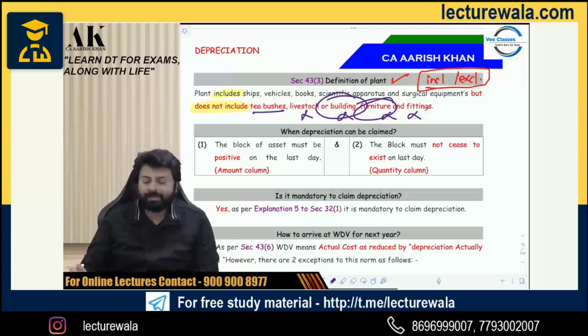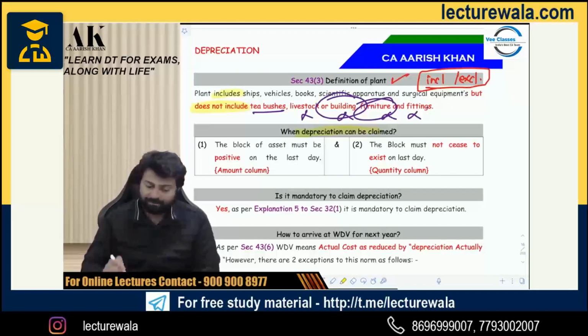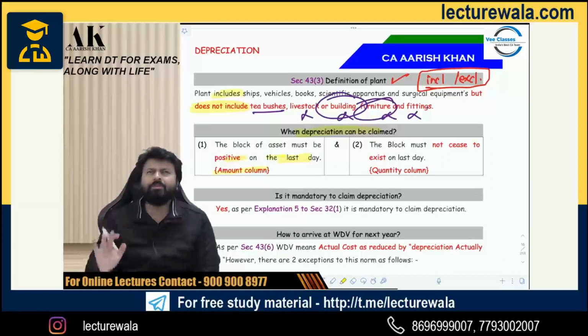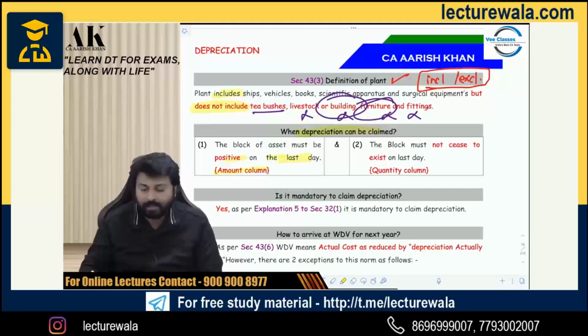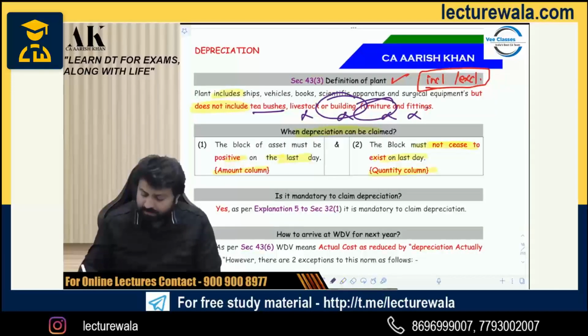Now, to claim depreciation under the block method, you have to fulfill two conditions. You will not understand the two conditions just by reading them, so I'll give you an example. You have done it in CA Inter also, but we are not assuming anything you have done there. The block of asset must be positive on the last day. That is, the amount column has to be positive. The block must not cease to exist on the last day. That is, the quantity column should not cease to exist. It means it should not become zero.